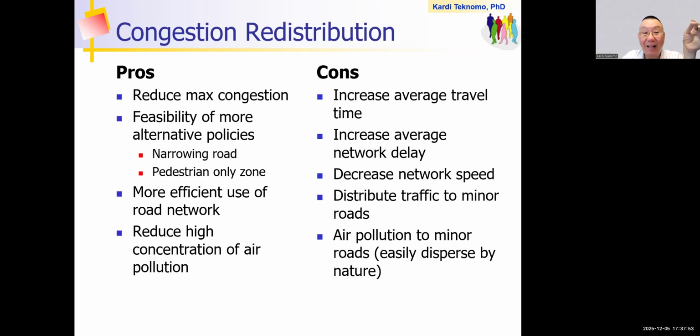But what is the problem? It may decrease the network speed and distribute the traffic to the minor road. So these are the impacts that you may start to see. And then you can reduce the high concentration of air pollution. But because you redistribute, that means the air pollution of the minor road may increase. But within a certain threshold, it may easily disperse by nature itself.